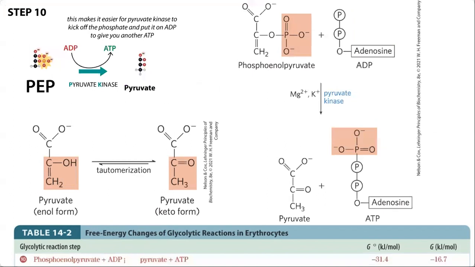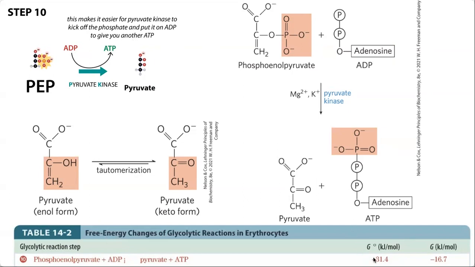So one that's not very easily reversible is going to be this step in which we dephosphorylate PEP, phosphoenolpyruvate, when we basically take the phosphate group, or the phosphoryl group, remember, from phosphoenolpyruvate and transfer it to ADP to give us ATP. If we look at the free energy of this in erythrocytes, so in red blood cells, we see that it's about negative 16.7. This is going to be very hard to reverse.